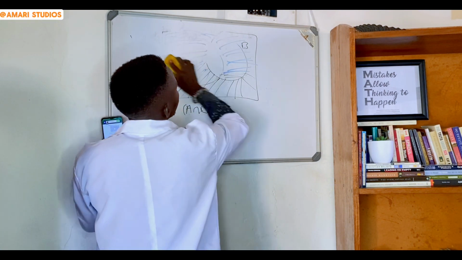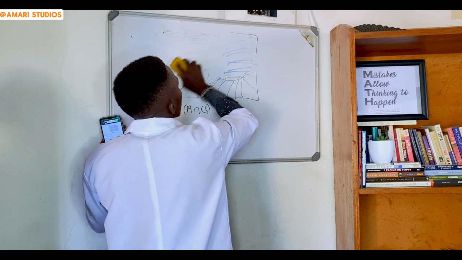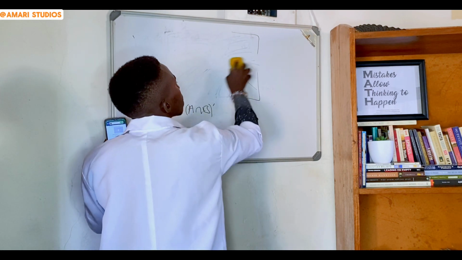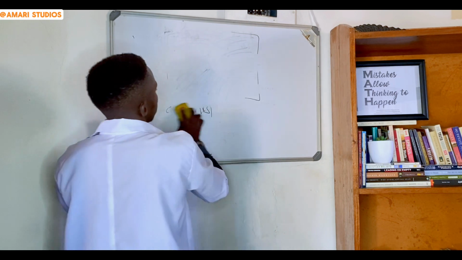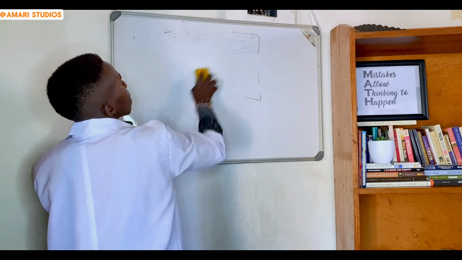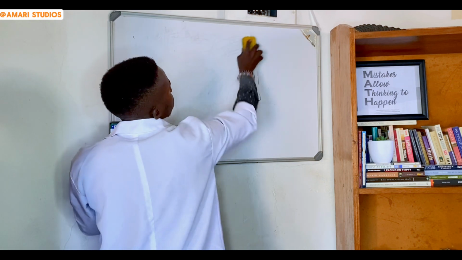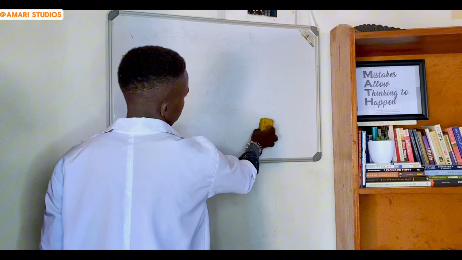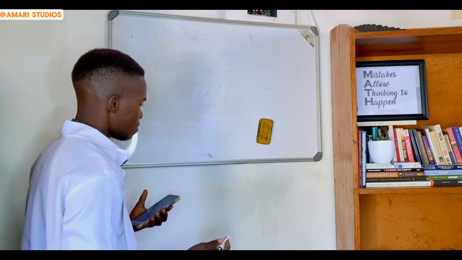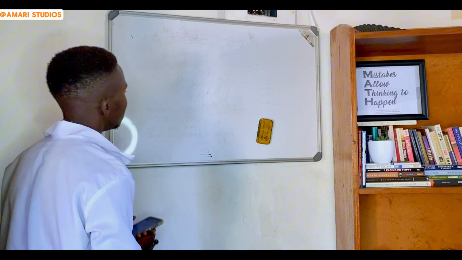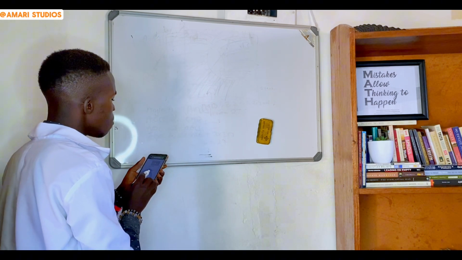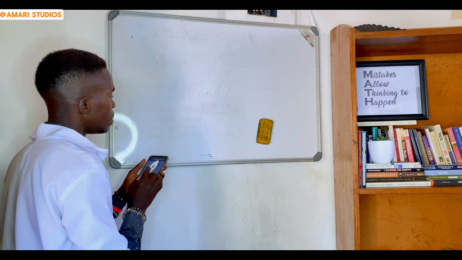Allow me to clean my board. Okay, there you have it. You'll find such questions in the past paper, and there's no need to use a calculator because this is paper 1. You have to use your head. So we move to question 10. Question 10 is saying, how many faces does the solid below have?